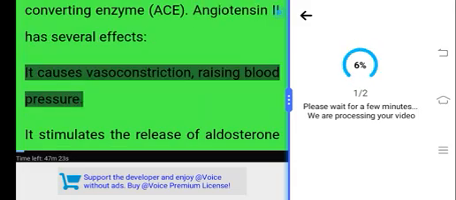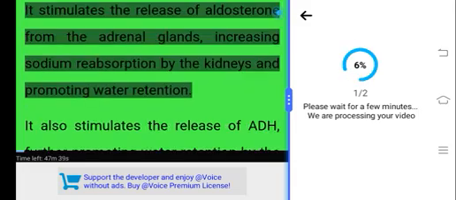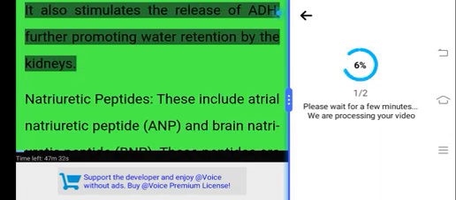Angiotensin II has several effects. It causes vasoconstriction, raising blood pressure. It stimulates the release of aldosterone from the adrenal glands, increasing sodium reabsorption by the kidneys and promoting water retention. It also stimulates the release of ADH, further promoting water retention by the kidneys.